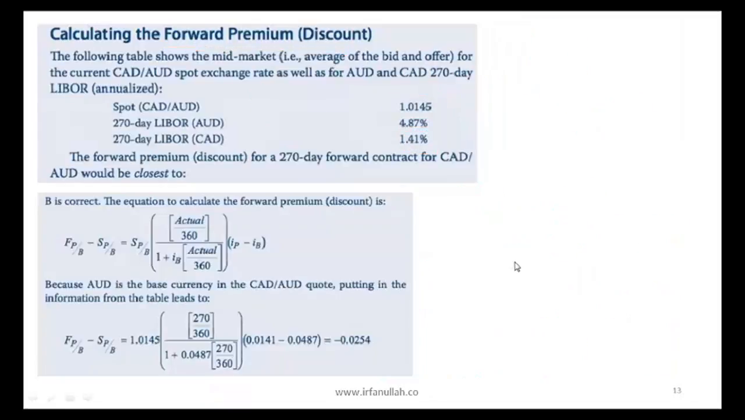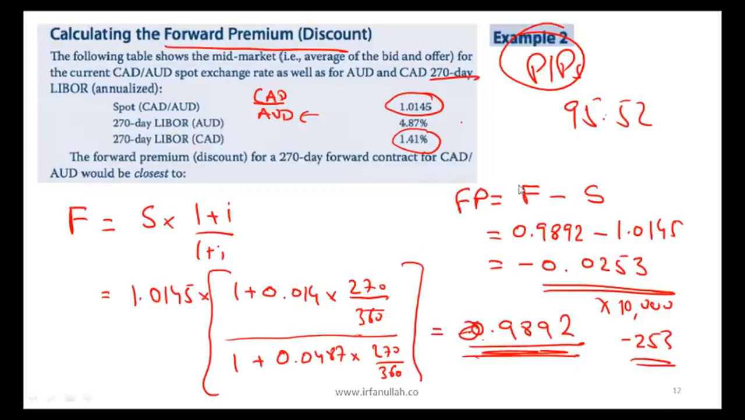Where you have yen dollar, you will be multiplying by 100. This is the somewhat complicated looking formula given in the curriculum. If you want, you can decipher exactly what they are doing, and I'm sure you will eventually be able to, but I think the method I gave you is just easier to remember. So when you are coming up with a forward rate, just figure out the forward rate, and then the discount is simply the forward rate minus the spot rate. That gives you the number in decimal, and then you multiply by 10,000 to come up with the number of points or pips.